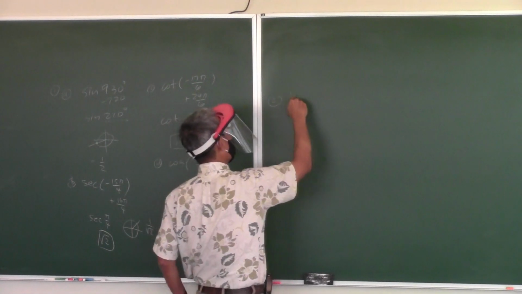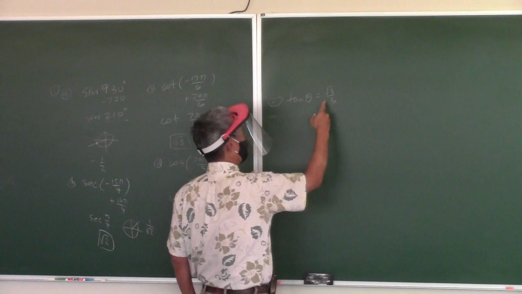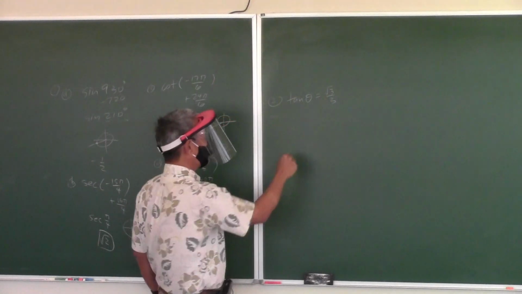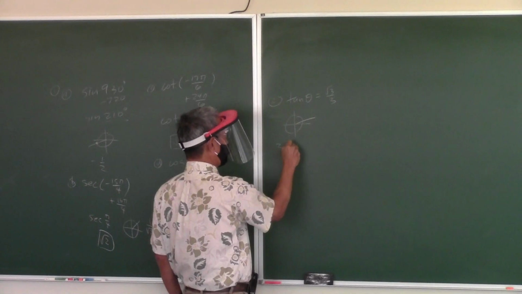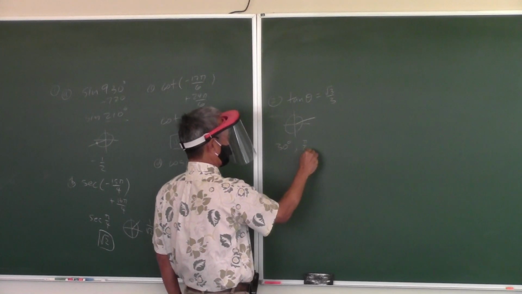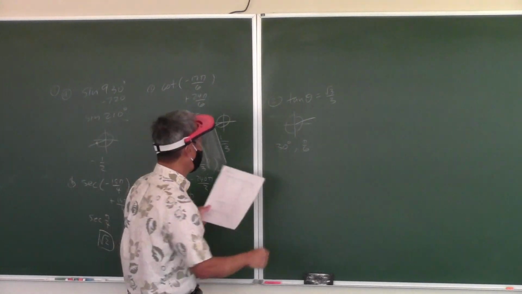That satisfies the equation tangent theta equals √3/3. Hey, that's a number I'm supposed to know for tangent, right? Isn't that right here? So that's 30 degrees, and of course the radian measure is π/6. But you have to give both, because that's what Ms. Baker wanted on that one.